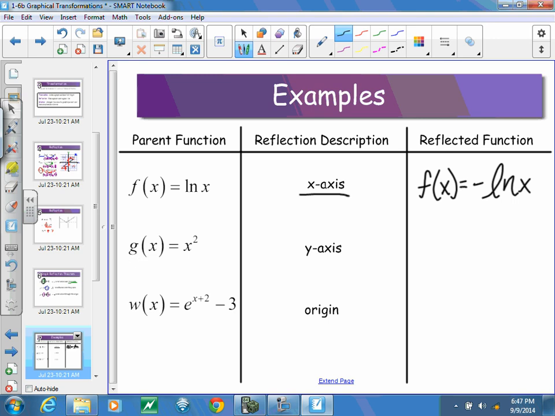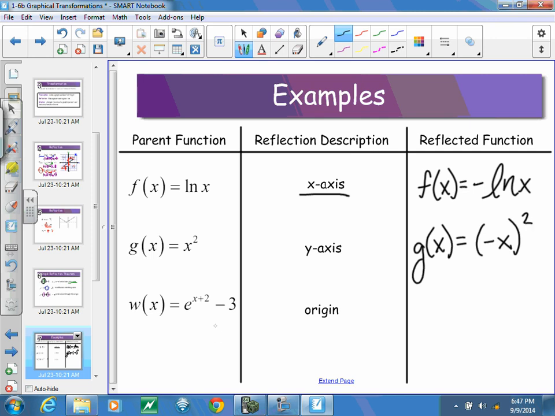With the g of x, if we want to reflect it across the y-axis, we're going to use inside change. So I'm going to take the function g of x, and we're going to be taking in parentheses negative x, and we're going to be squaring that. And that would be a reflection across the y-axis. And the last one, we want to reflect it across the origin. So that means that we have two things that are taking place. We have to do the outside change as well as the inside change.